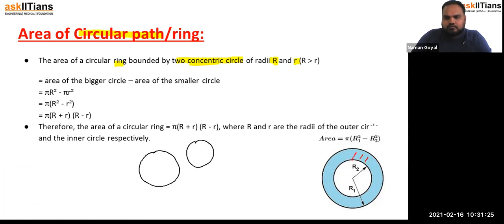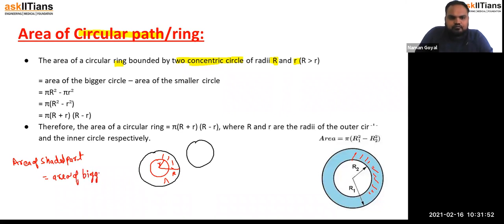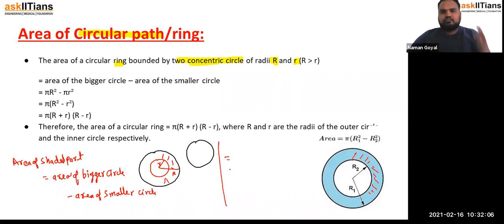Now see, the area of that shaded part. There is a circle outside and one inside. This is small r and this is capital R. So the area of the shaded part equals the area of the larger circle minus the area of the smaller circle. Isn't it? The area of the bigger circle is pi capital R square, minus the area of the smaller circle, pi small r square. Now I can take pi common, which gives pi into capital R square minus small r square.